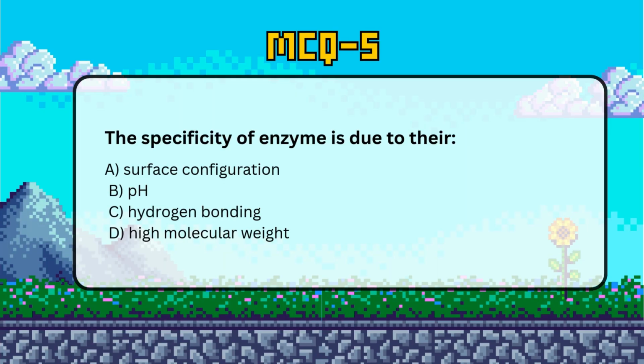Now question number 5: the specificity of an enzyme is due to their? The options are the surface configuration, pH, hydrogen bonding and high molecular weight. So the right option is the surface configuration because the specificity is due to the amino acid sequence and shape of the enzyme and it determines which substrate will fit. Remember the lock and key model. Now pH affects the activity, not the specificity, and hydrogen bonding is important but not the main reason for enzyme specificity. High molecular weight is irrelevant, so the right option is the surface configuration.